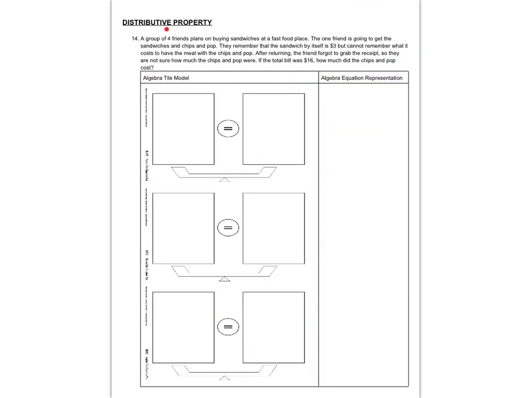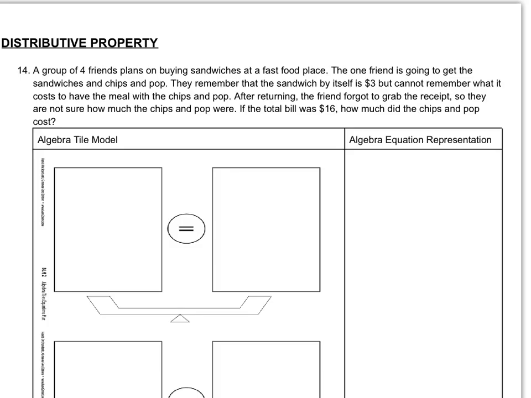Now let's look at the idea of the distributive property. In this problem, a group of 4 friends plans on buying sandwiches at a fast food place. One friend is going to get the sandwiches, chips, and pop. Remember that the sandwich by itself is $3, but they can't remember what it cost to have the meal with the chips and pop. After returning, the friend forgot to grab the receipt, so they're not sure how much the chips and pop were. If the total bill was $16, how much did the chips and pop cost?